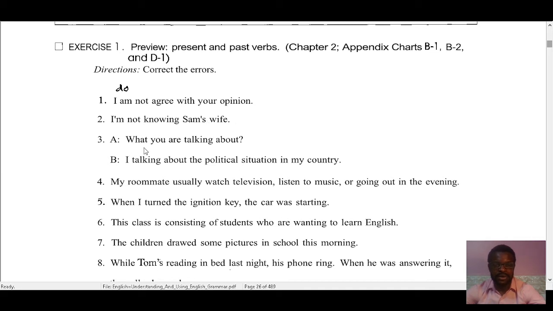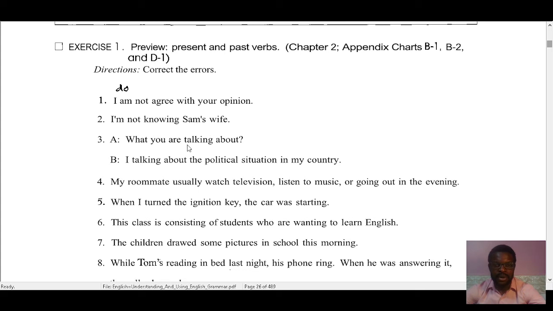So this other one again, what you are talking about. I'm talking about the political situation in the country. See, we have to use our verb be when we're asking questions. And remember our verb be, am, is, and are. So you see here, because it's a question, they have to use the are before the you. Say, what are you talking about? I'm talking about the political situation in my country. I have my roommate usually watch television, listen to music, going out in the evening.